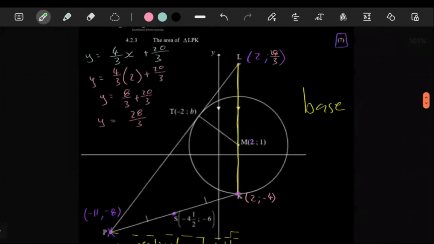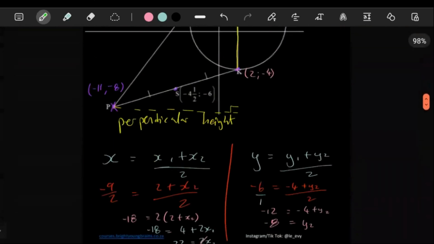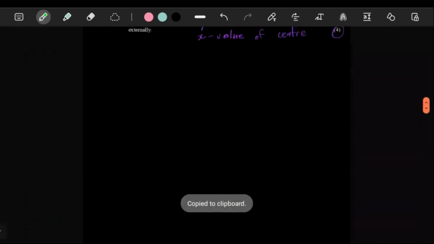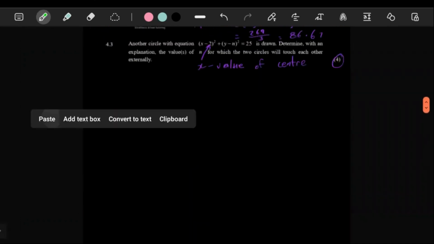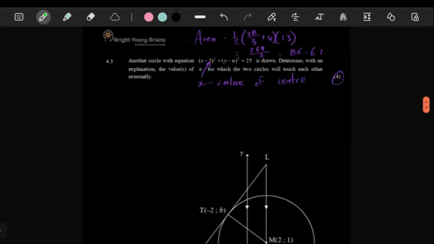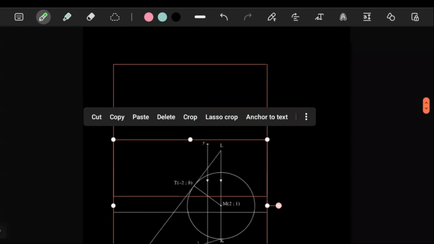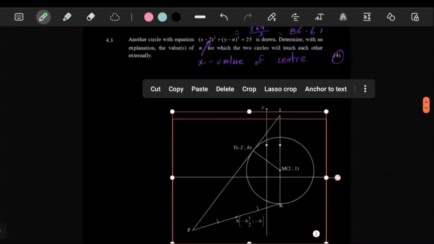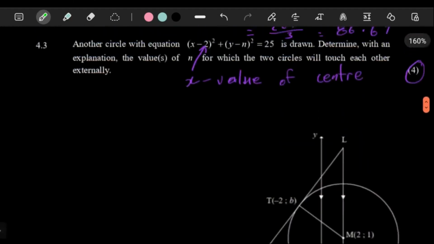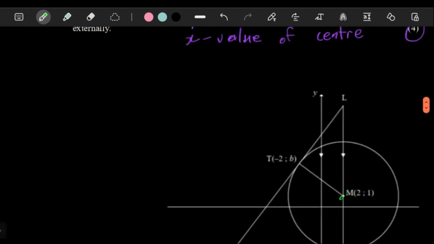So the idea is, if these circles will touch each other, you have to keep in mind that there are only two scenarios where they will not touch each other. Let me repeat. With our sketch, there are only 2 scenarios where our circles will not touch. And this is what I mean. Firstly, we know that the centers of the circles have the same x value.